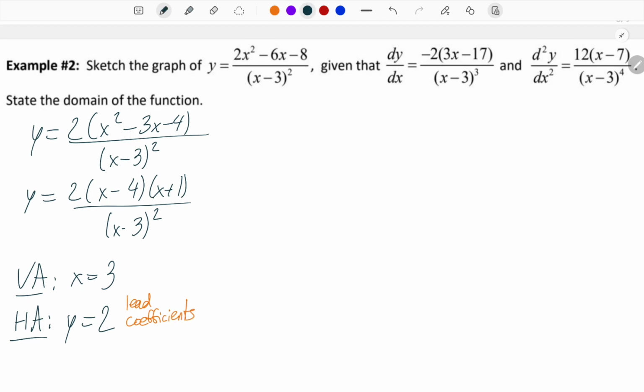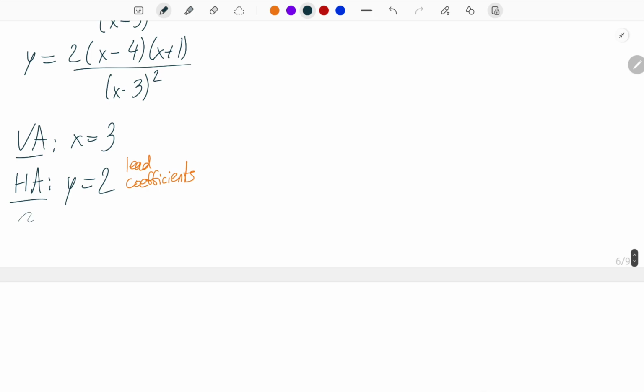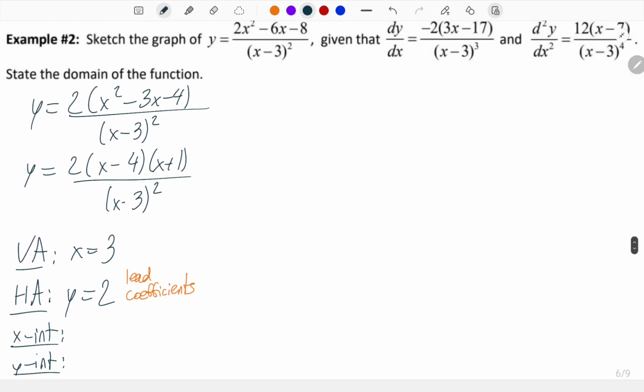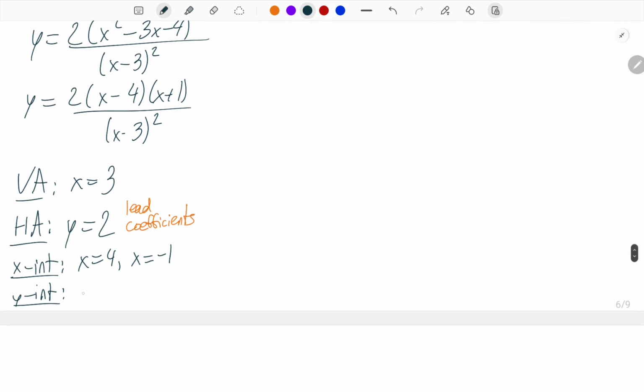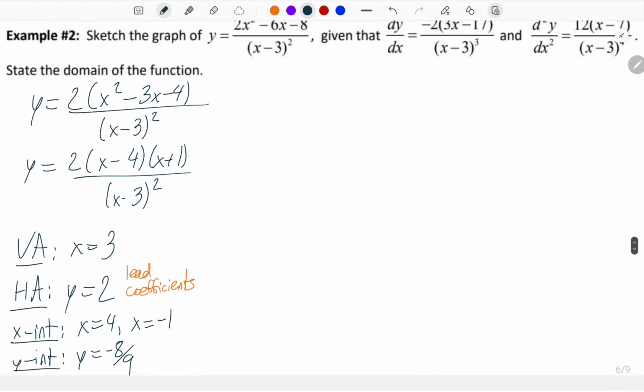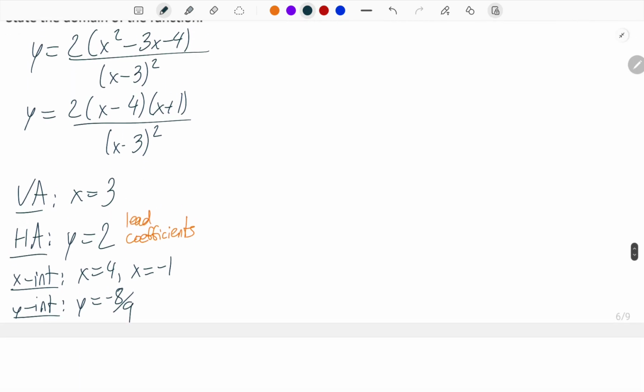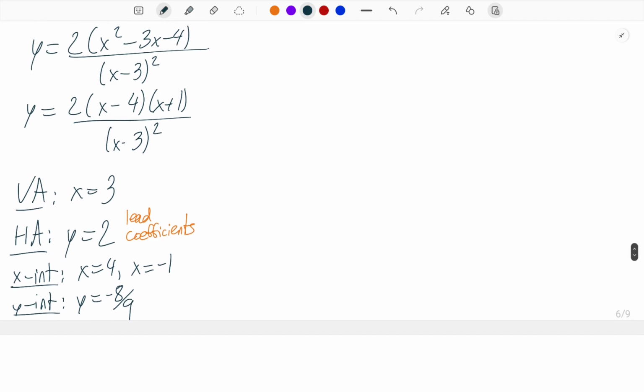Continuing onwards, we can look at the intercepts. So the x-intercept, the y-intercept. For the x-intercept, that's going to come from your numerator. In this case, that's going to be x equal to 4 and x equal to -1. Your y-intercept, well, that just comes from plugging in 0. So if you plug in 0, you're going to have -8 over 9, actually, if you plug that in and calculate it out, because the 3 squared in the denominator becomes 9. Okay, we've got some good number of points there.